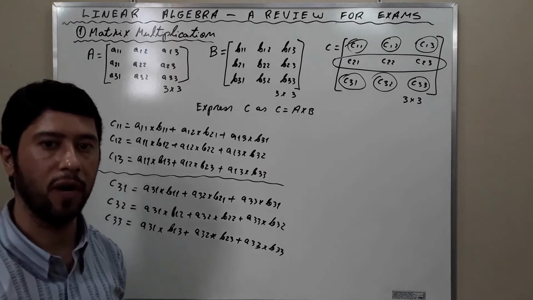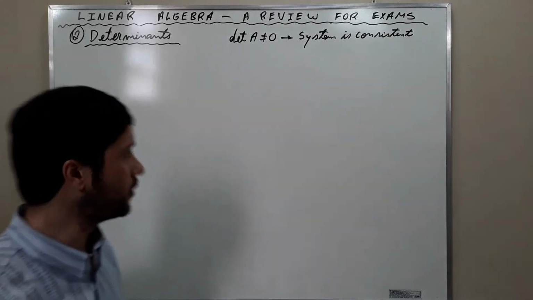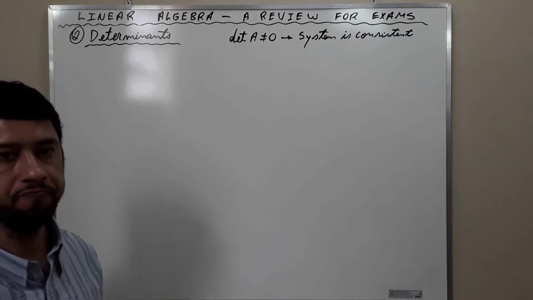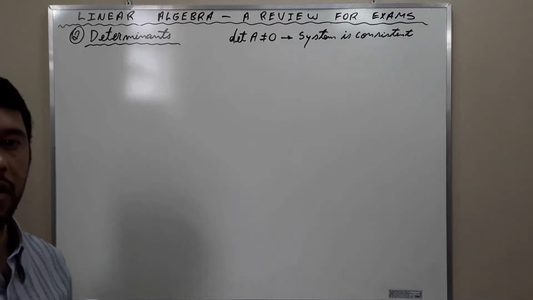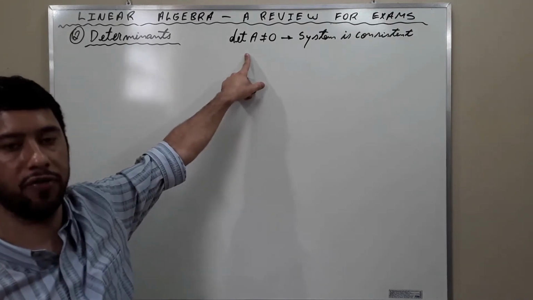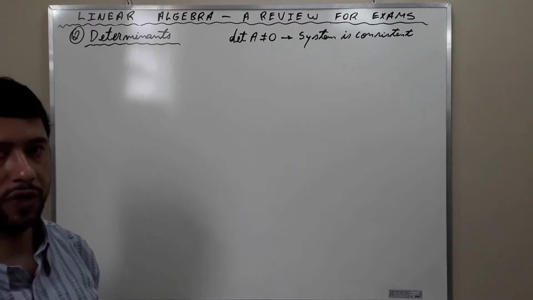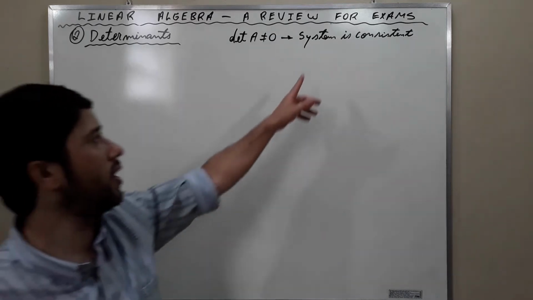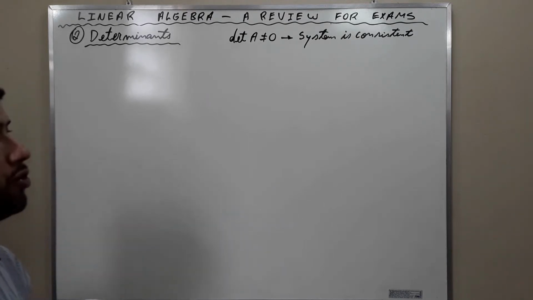Let's go to the second topic. Let's go to topic number 2, determinants. Frequently in linear algebra, the problem consists of finding the solution of a set of linear equations. If the determinant of the matrix that represents the system is different than 0, we conclude that the system is consistent, okay? It has a possible solution.